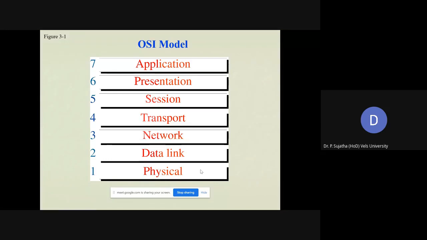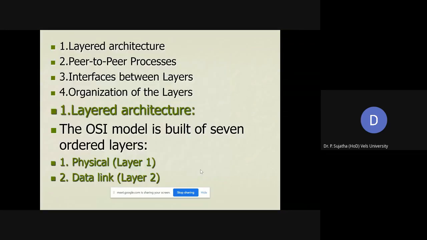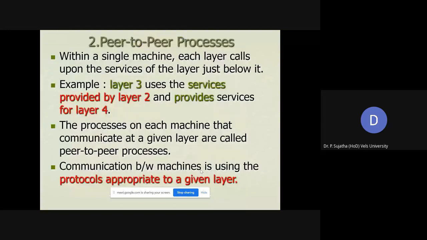For network, transport will be the peer layer. For transport, session will be the peer layer. Then for session, presentation layer will be the peer layer. Then for presentation layer, application layer will be the peer layer. So peer-to-peer communication means each layer communicates with its nearby layer. That is called peer-to-peer communication. Understood or not? What is the peer-to-peer process?